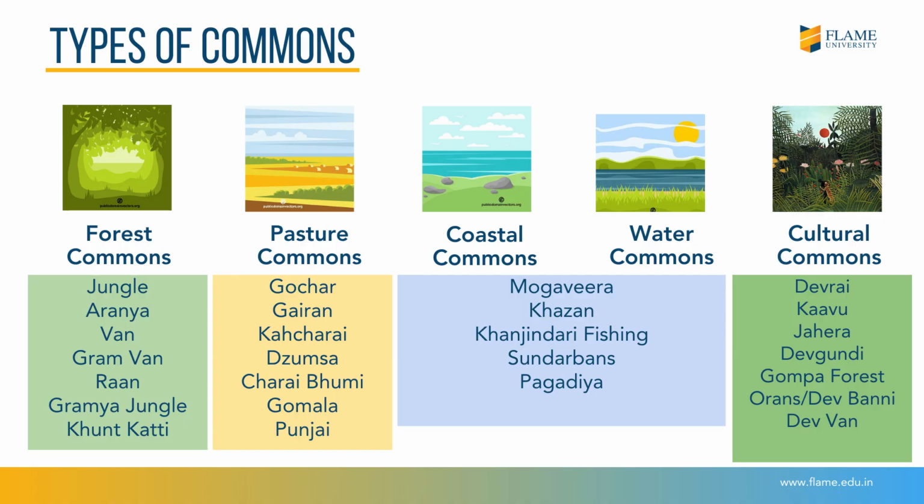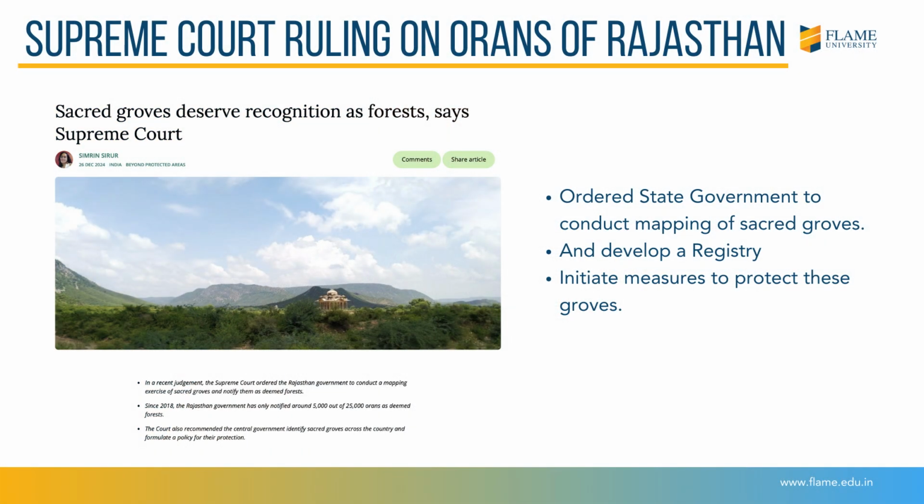So these are patches of forest or wilderness where communities, through some traditional customs and rituals, protect these patches, and they always reflect very rich biodiversity in terms of many endemic flora and fauna, which are very critical for conservation ethics. The Supreme Court recently, I think this year, has made an announcement with respect to a case filed by some communities in Rajasthan to protect the Orans, and they have also asked all the states in India to develop a registry of these sacred groves and initiate measures to protect them.